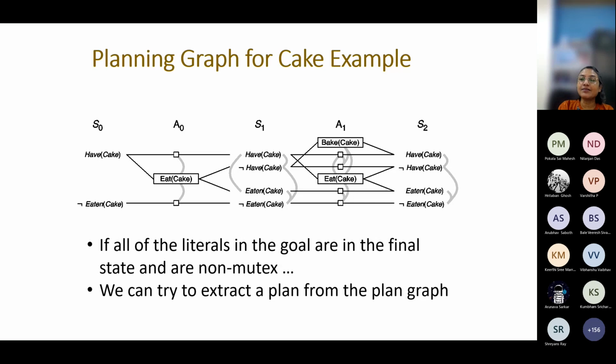Now, what is our goal? Our goal is half cake and eaten cake. So we will stop if the current state contains all the literals in the goal and they are non-mutex. Only then can we stop. After we stop, we try to extract a plan from the planning graph.